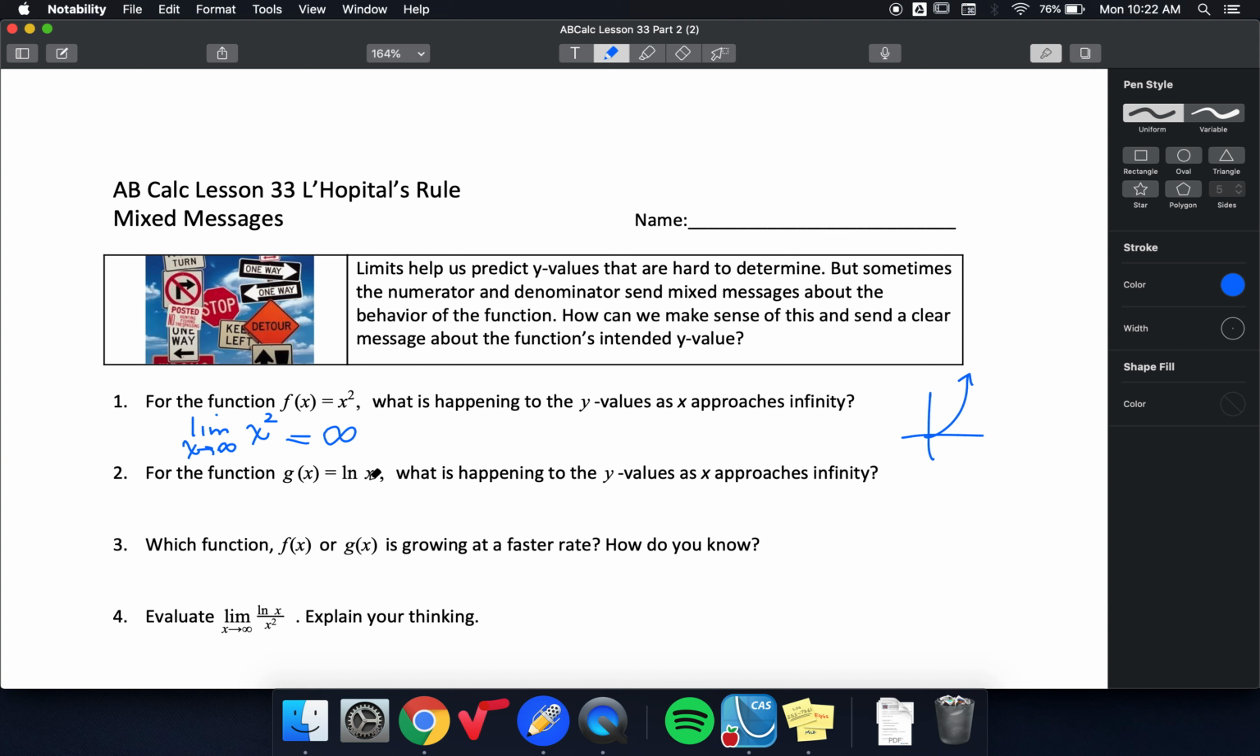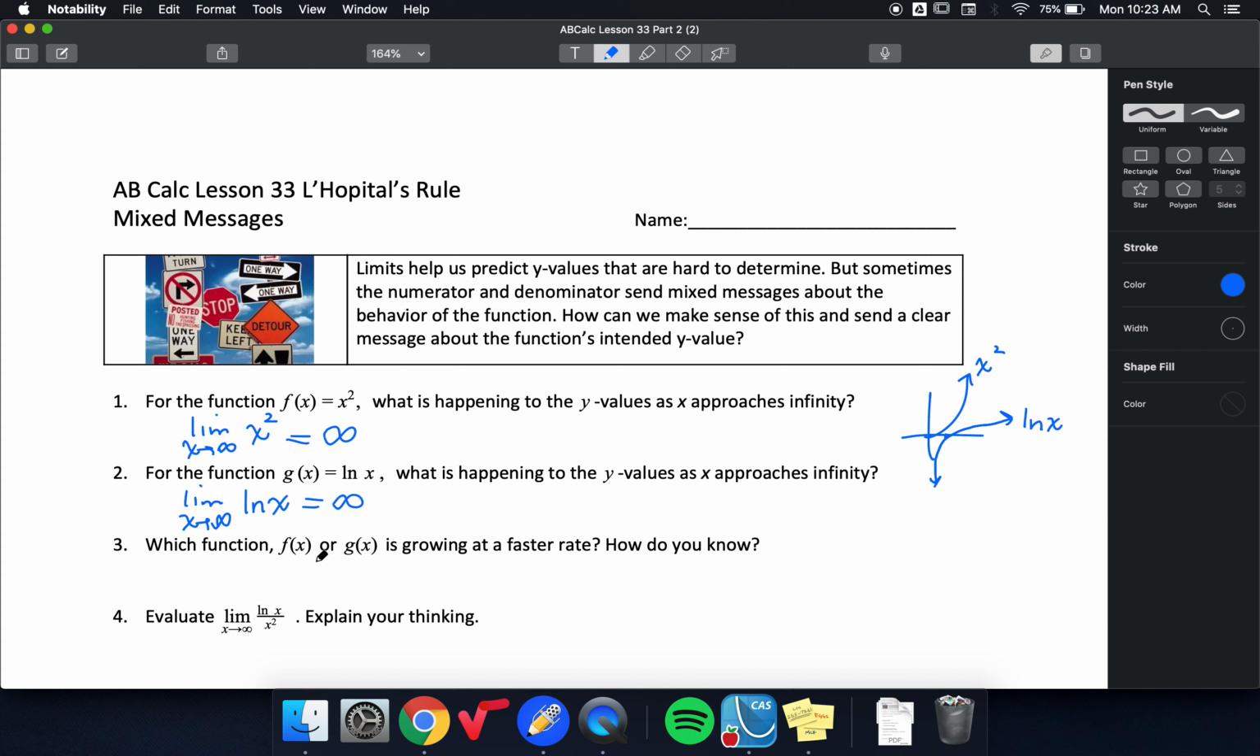Well, for ln of x, it has a vertical asymptote at the y-axis at x equals 0, and then it goes up. It goes through the point 1, 0, and then it continues to grow, but it grows really slowly. So this one is x squared, this one is ln of x. So again, limit as x goes to infinity, this time of ln of x, but it's also infinity.